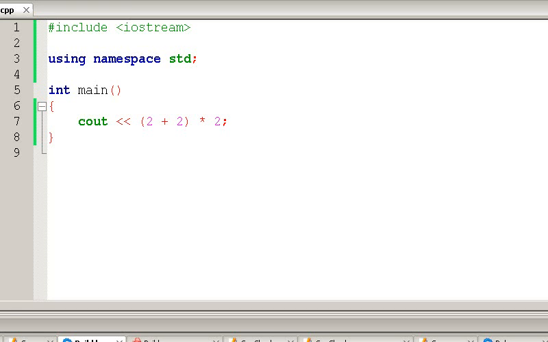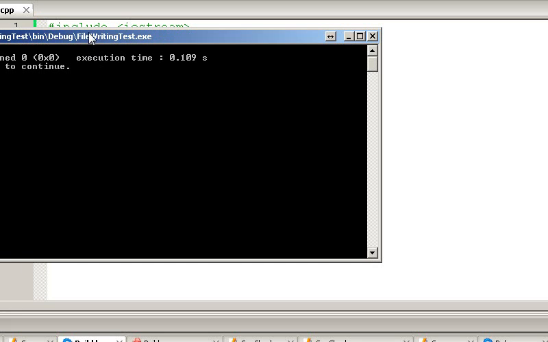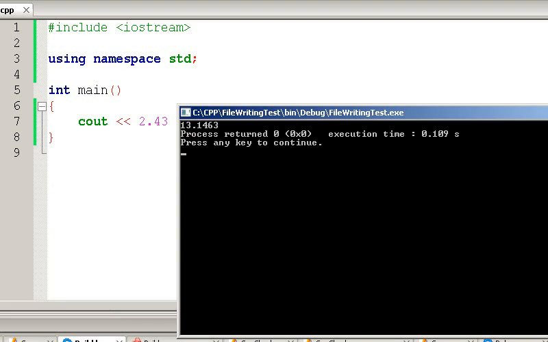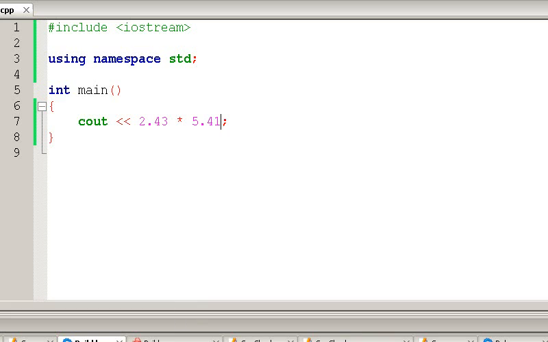They don't have to be short like this, and they don't have to use whole numbers either. They can use fractional numbers, decimal fractions, like you can do 2.35 or 2.43 times 5.41, just because I can. I'm going to run this and let's see what the result is. I have no idea what the result is off the top of my head, but here's the result: 13.1463. So that's what we get.